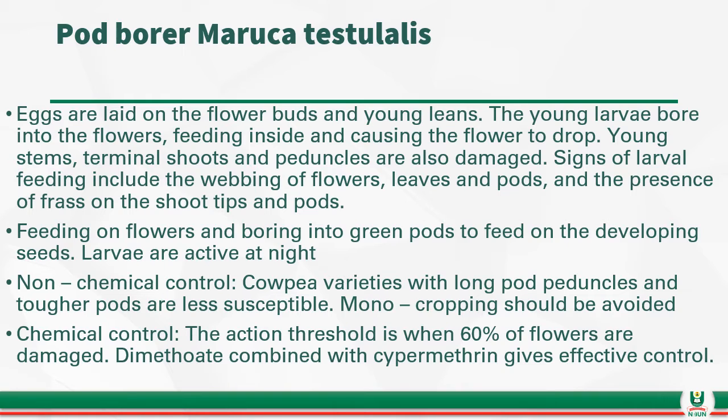So how do you now control this menace of pests? Non-chemically, what you can do is plant healthy varieties with long pod peduncles. The peduncle is the part of the plant that attaches the pod to the plant. So when you have cowpea with long peduncles and tough pods, then these larvae will not be able to fall into the pods, because the pods are tough and the long peduncles will not let them reach the pods.